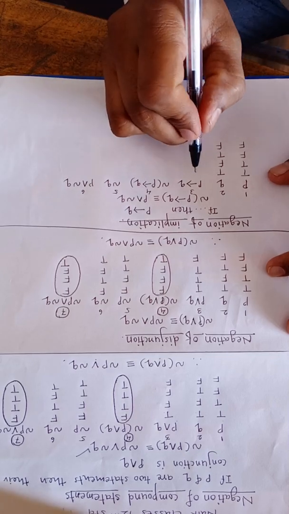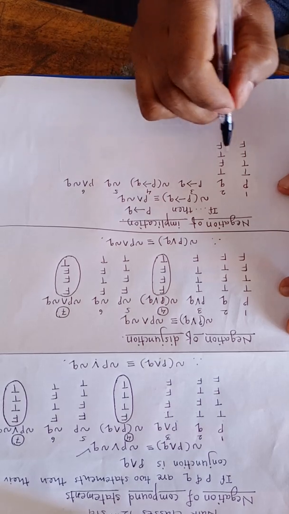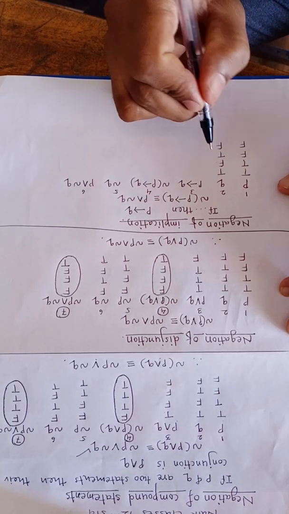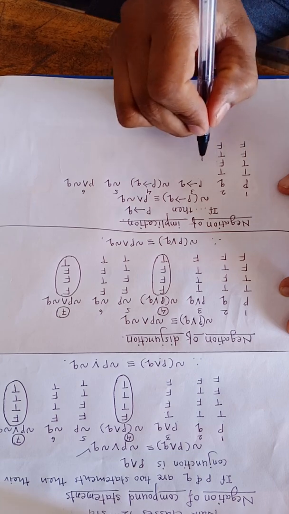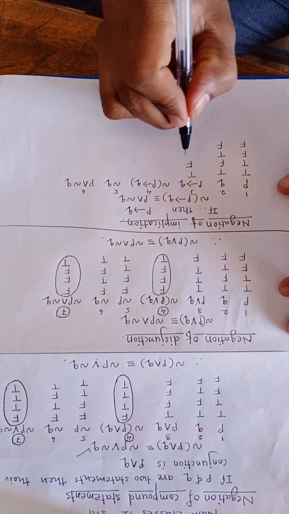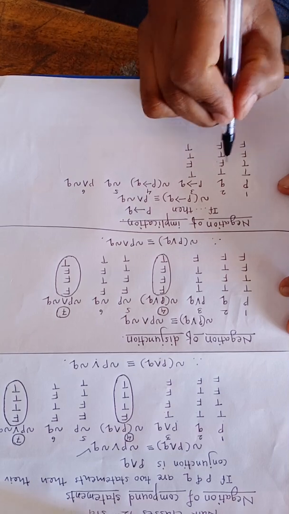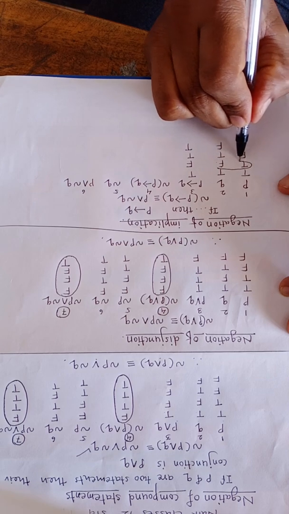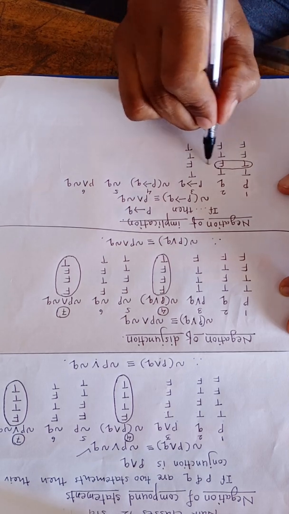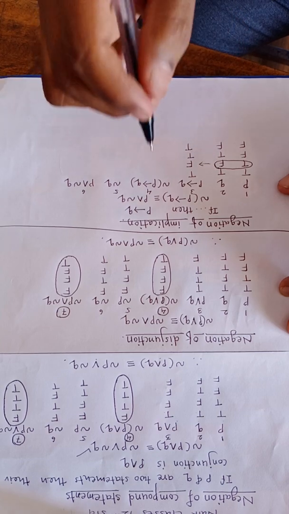Now, what is the rule for implication? If first statement is true, second is false, then their implication is taken to be false. In all other cases, it is taken to be true. Remember that if first statement is true, second is false, then their implication is taken to be false. In all other cases, it is taken to be true.